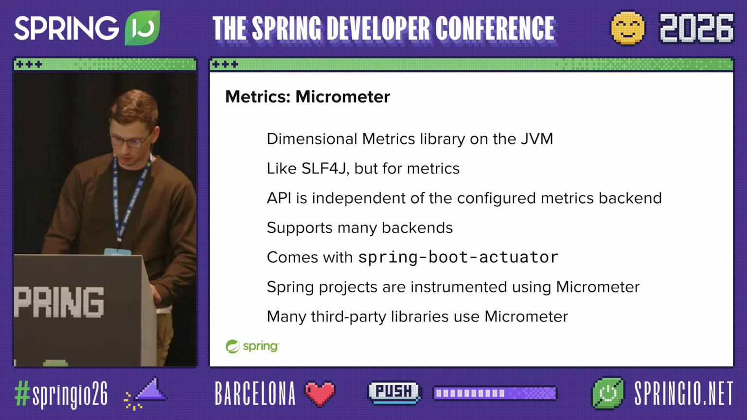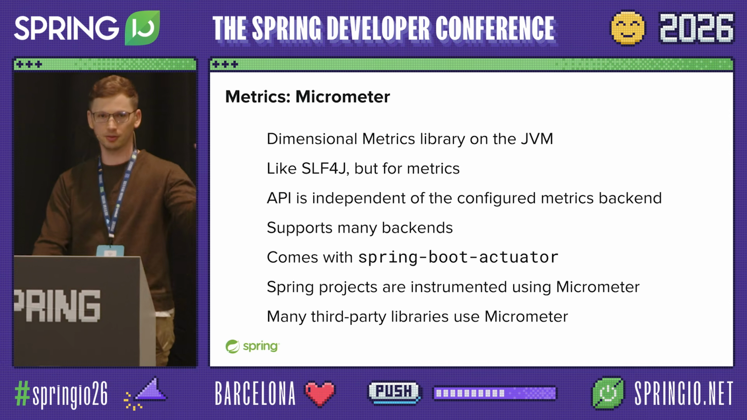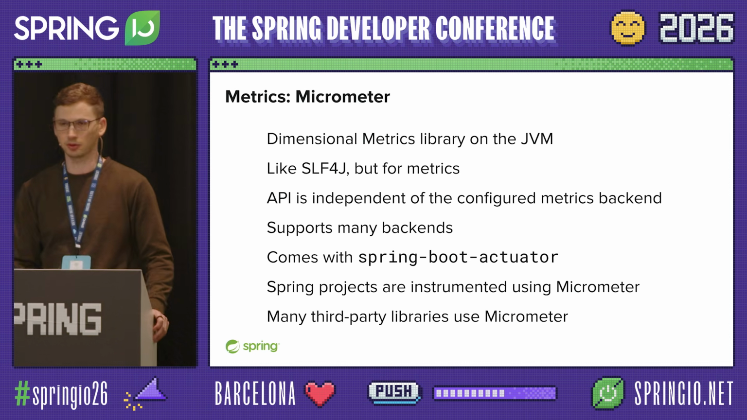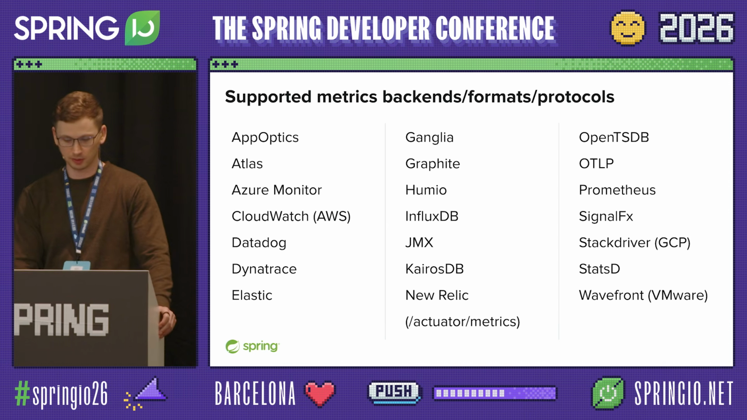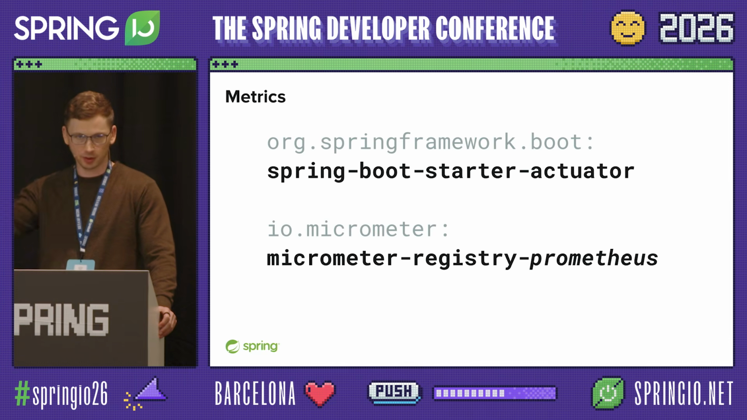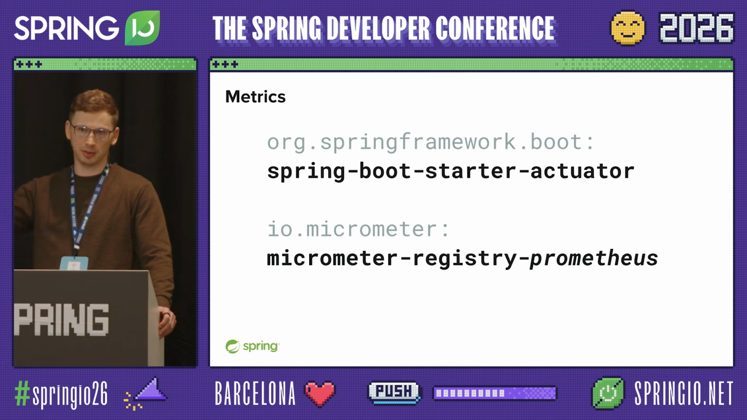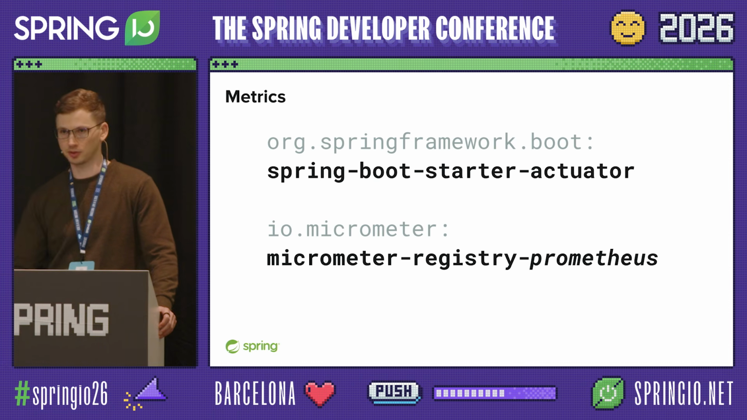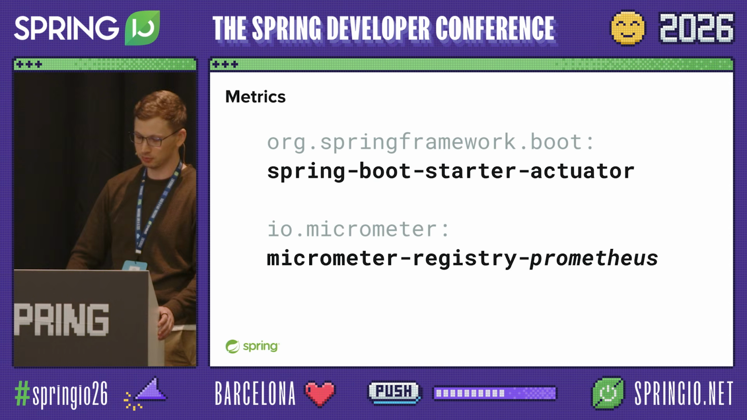So Spring projects are instrumented with Micrometer. Even other projects that are not in the Spring portfolio are also instrumented with Micrometer. These are the supported backends and protocols. And I mentioned the actuator starter. So if you have actuator, you get metrics, and you can add a specific backend, in this case the Prometheus registry. If you wanted to ship metrics to a different backend, you would add just Micrometer registry and the name of the backend that's supported.